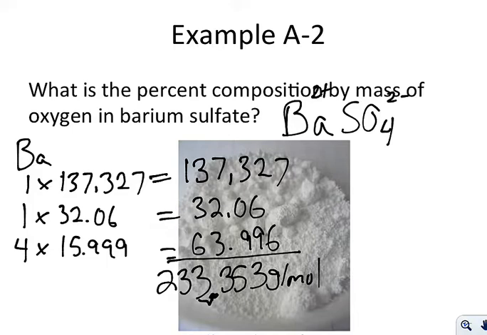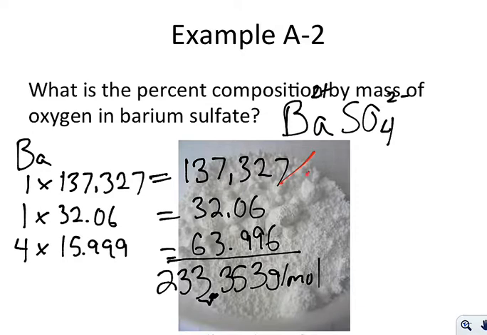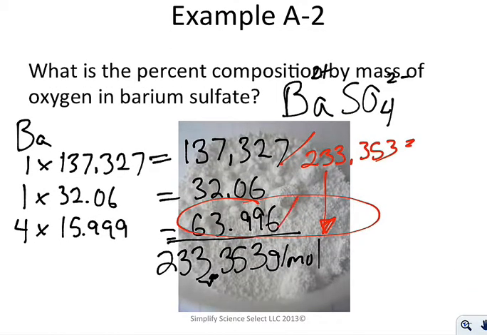So now I can find the percent composition of each. In order to do that, we divide each piece by 233.353. When you do that all the way down and multiply by 100, it'll give you the percent by mass of each particular element. But in this case, I'm only interested in oxygen. So oxygen, 63.996 divided by 233.353 equals, you would get a value of 27.41% oxygen.